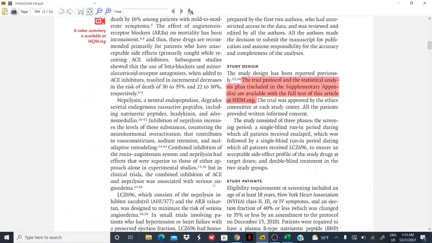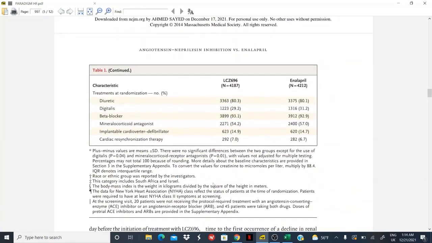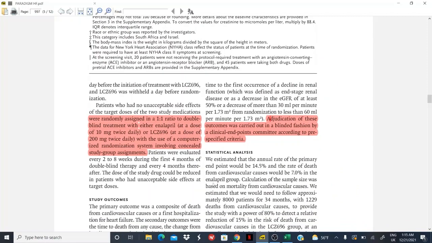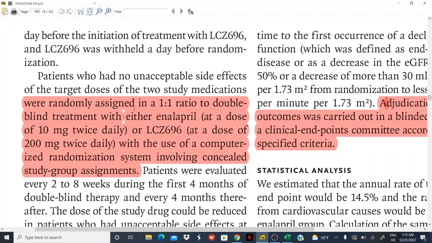in the methods section, we'll notice that most trials generally include a description of how they randomize patients. So in this trial, I've highlighted the relevant parts in red, and it says that patients were randomly assigned in a 1-to-1 ratio to double-blind treatment with either enalapril at a dose of 10 milligrams daily, or the neprilysin inhibitor called LCZ696. But we're just going to call it neprilysin, or sacubitril valsartan, right? So at a dose of 200 milligrams twice daily, with the use of a computer-generated randomization system.